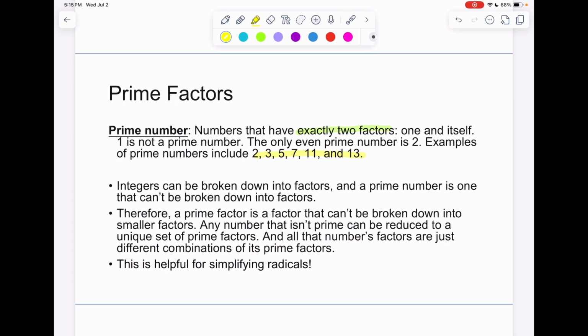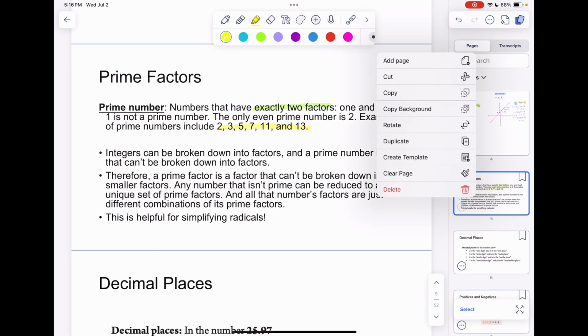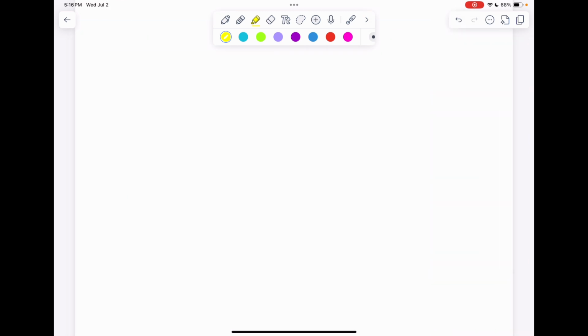Integers can be broken down into factors, and a prime number is the one that can't be broken down into factors. So a prime factor is a factor that can't be broken down into smaller factors. Any number that isn't prime can be reduced to a unique set of prime factors, and all that number's factors are just different combinations of its prime factors. So this can be really helpful in simplifying radicals or factoring. We can even do a technique called making a factor tree in order to find the prime factors.